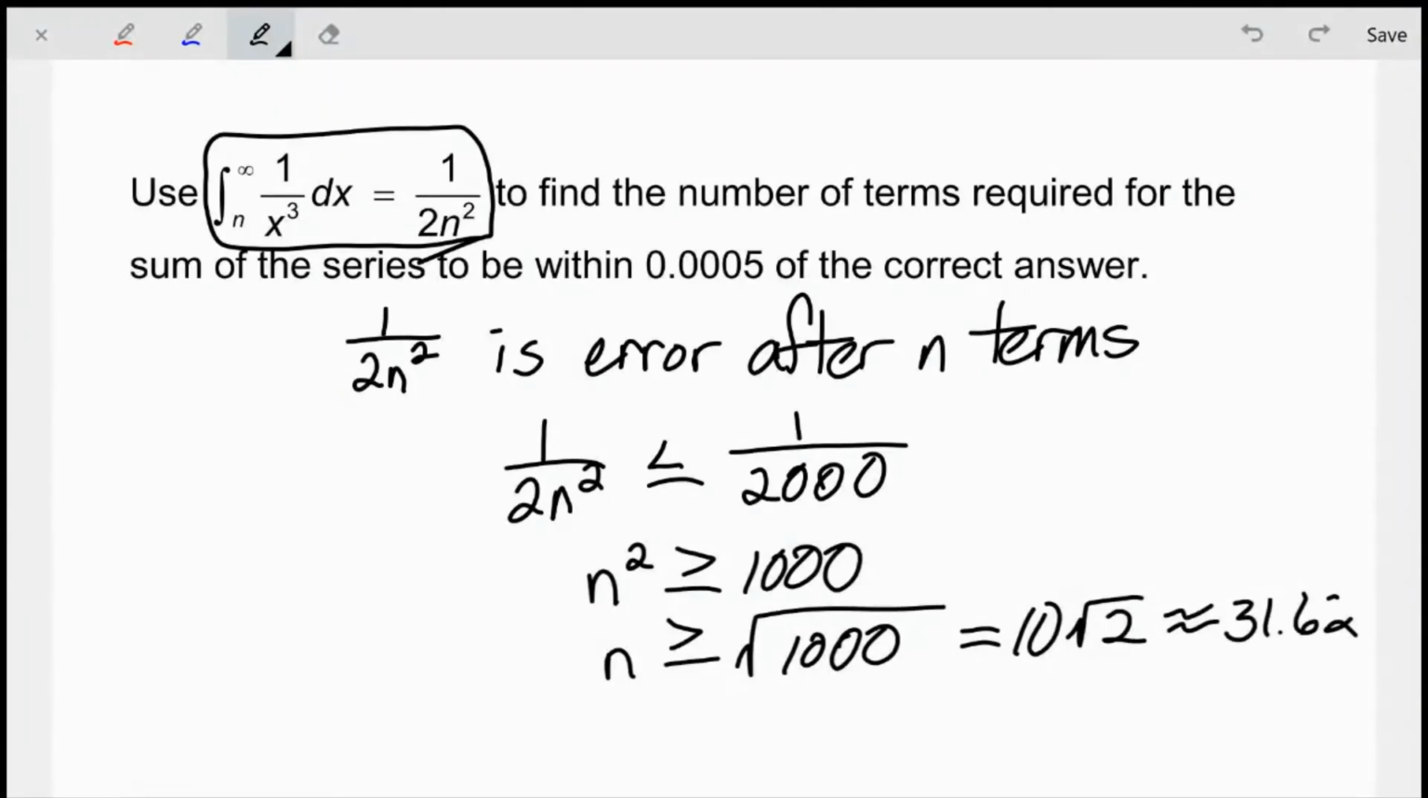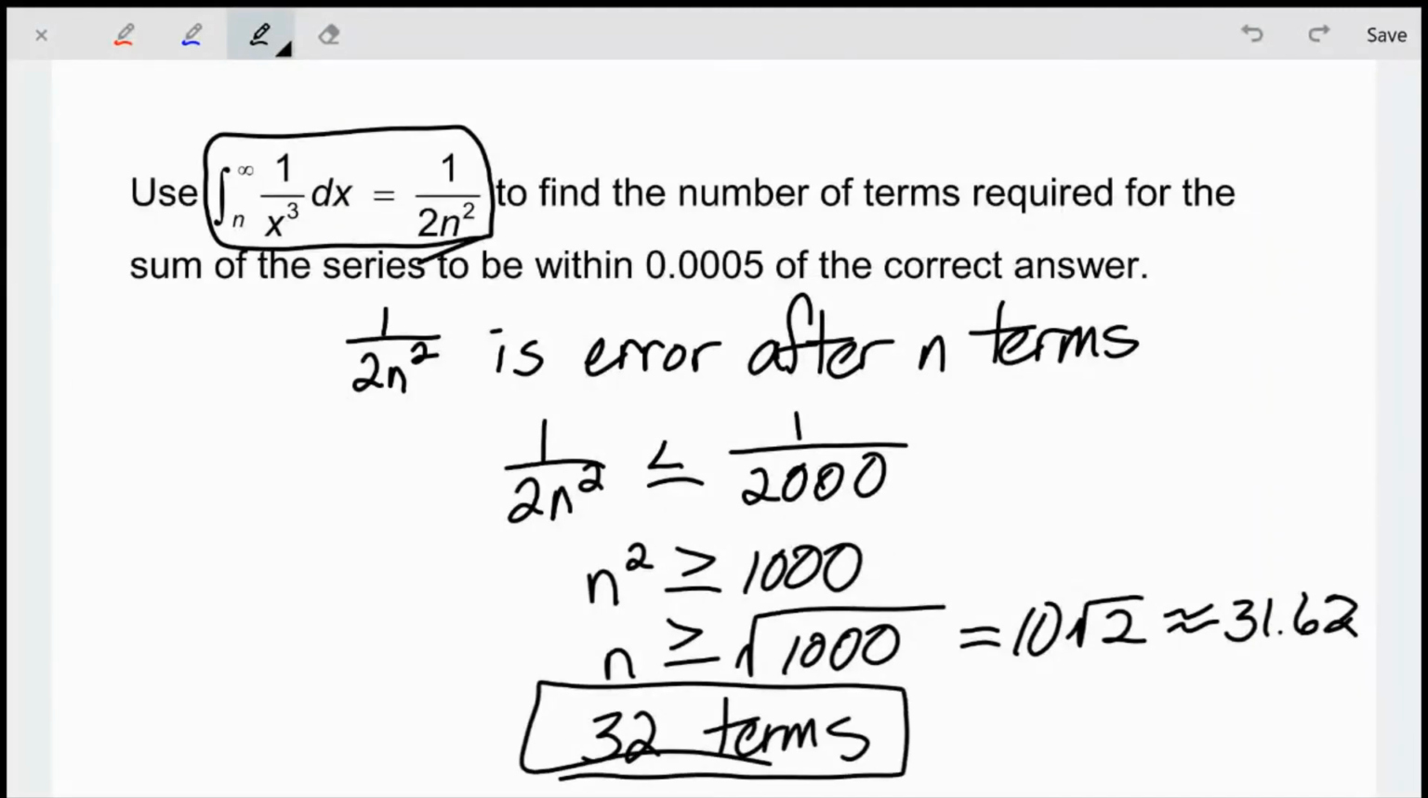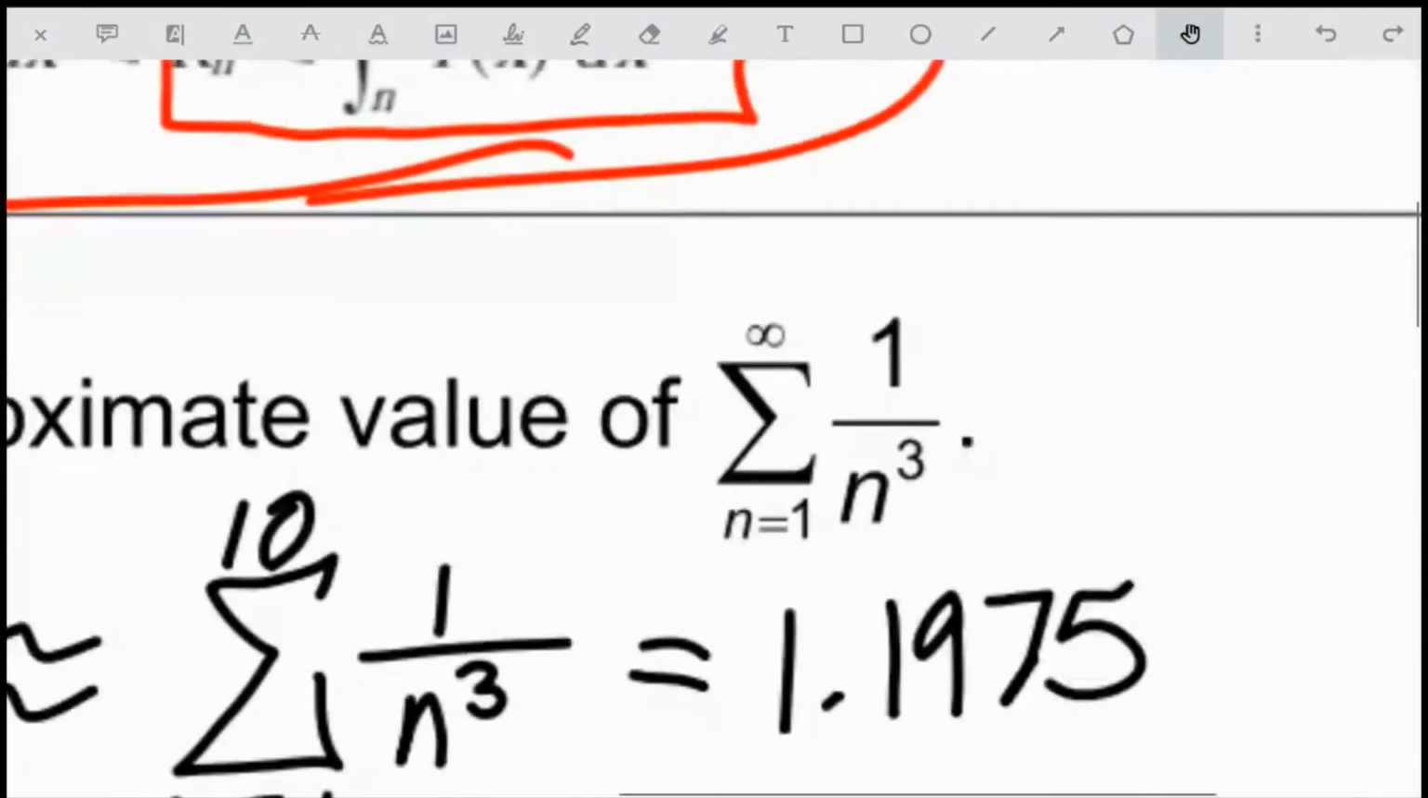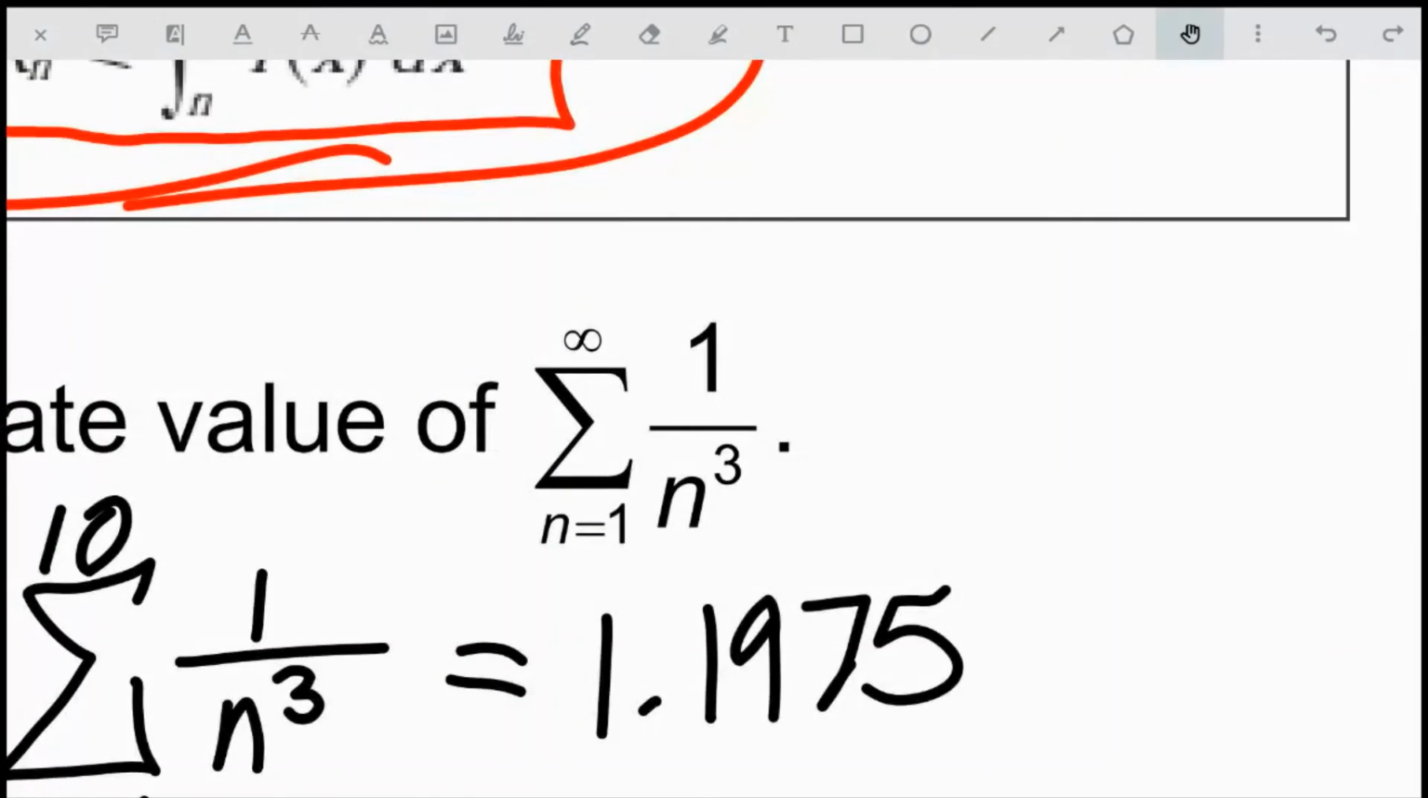Well, remember, n for us is a term number. So we can't have 31.62 terms. So clearly, we're going to have to round up here because we want to make sure our error is smaller. So we want to use more terms rather than fewer terms. So we're going to round up to 32 terms. So that tells me if I want to get accuracy out to the third decimal place, I would have to use 32 terms in this given series to get a good approximation for the value.